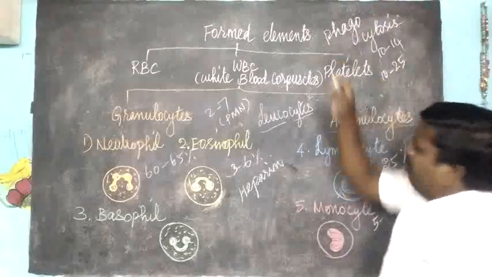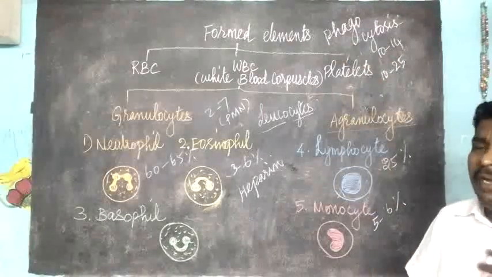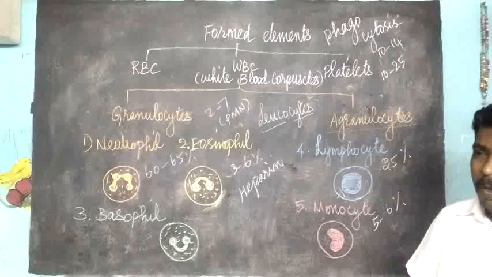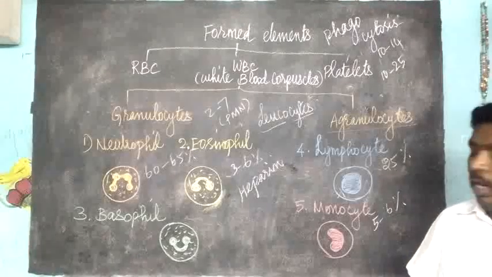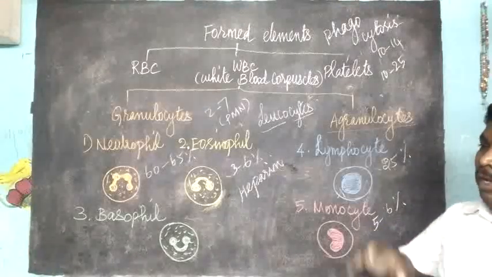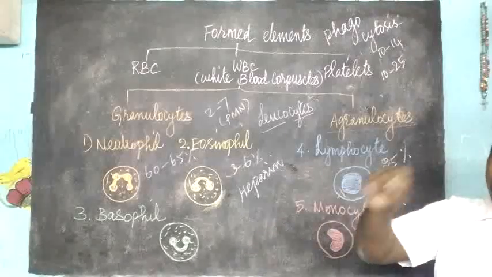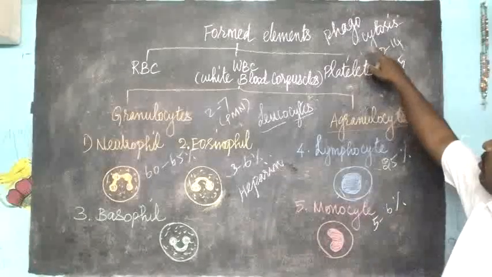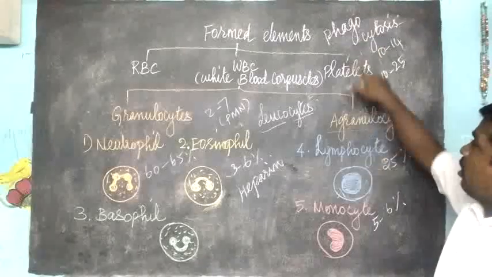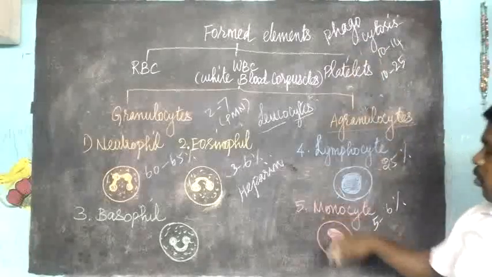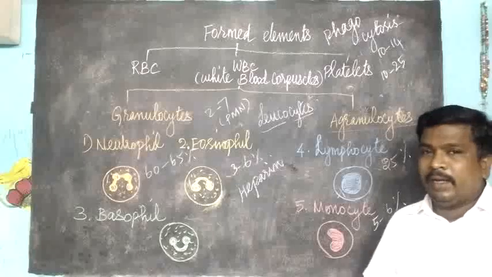Phagocytosis: when a microorganism enters the human body, in order to destroy the microorganism, the monocytes go and engulf it, swallow it completely, and after swallowing, they destroy it. That's why this process is called phagocytosis. So monocytes are mainly involved in protection.